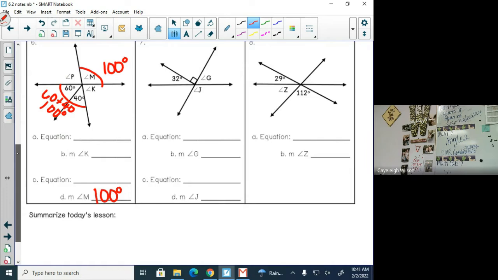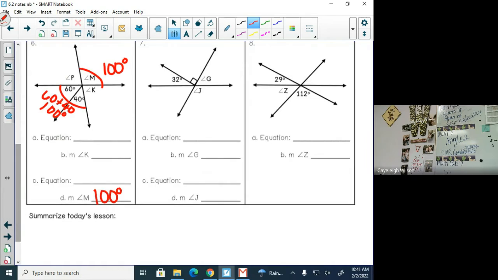If you're going to write an equation there, you can say that 60 plus 40 equals X. Because they are equal to each other, I know that if I added those two together, it's equal to that one.